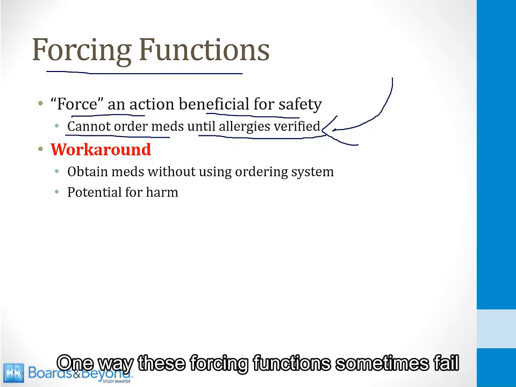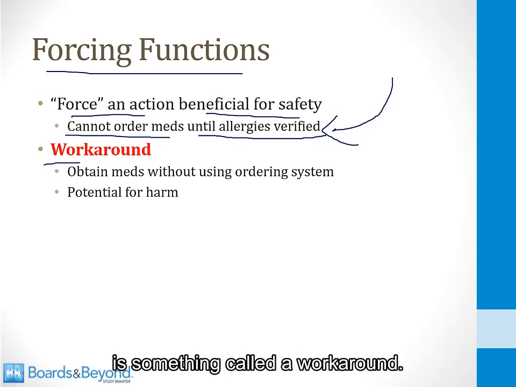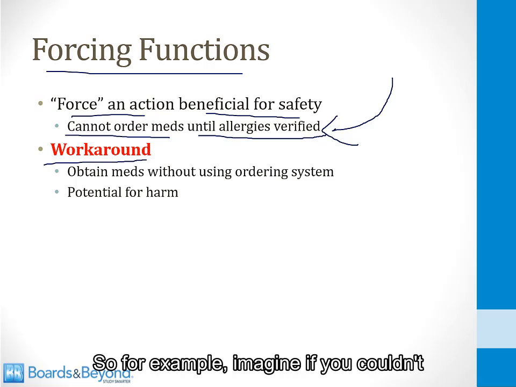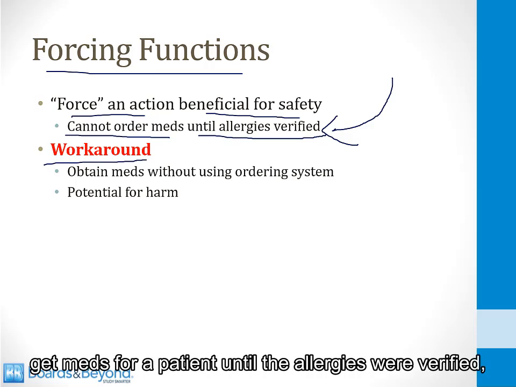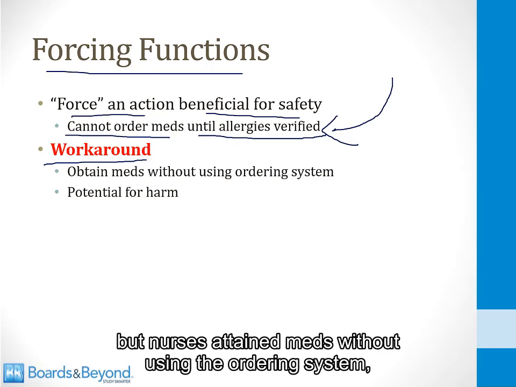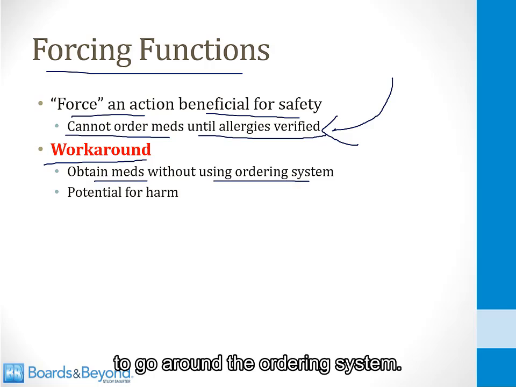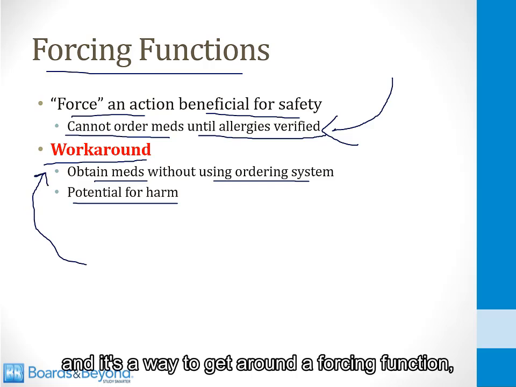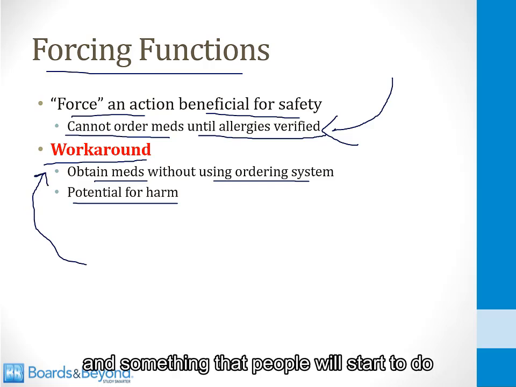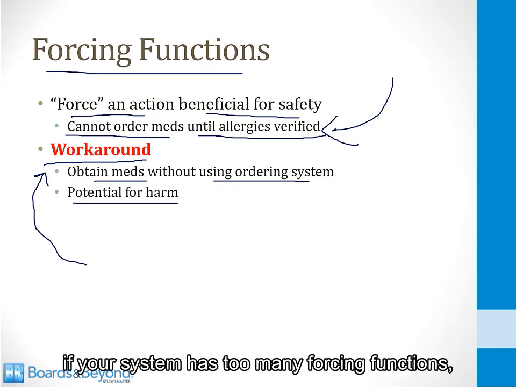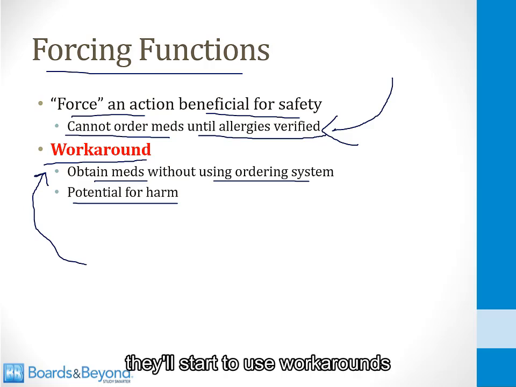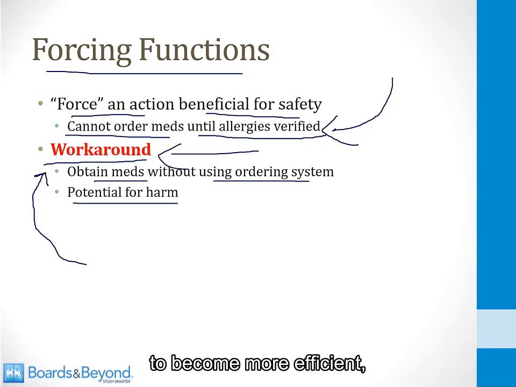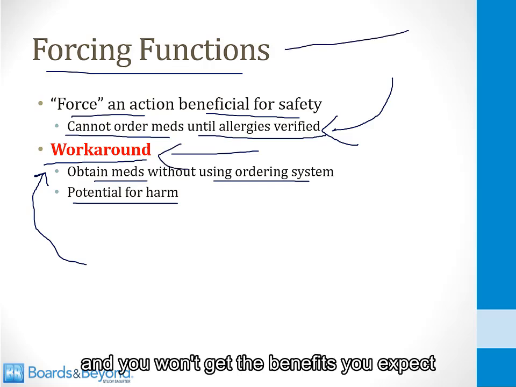One way these forcing functions sometimes fail is something called a workaround. So for example, imagine if you couldn't get meds for a patient until the allergies were verified, but nurses obtained meds without using the ordering system. In other words, they had a way to go around the ordering system. There's potential for harm here, and this is called a workaround, and it's a way to get around a forcing function. And it's something that people will start to do if your system has too many forcing functions. They'll start to use workarounds to become more efficient, and you won't get the benefits you expect from the forcing function.